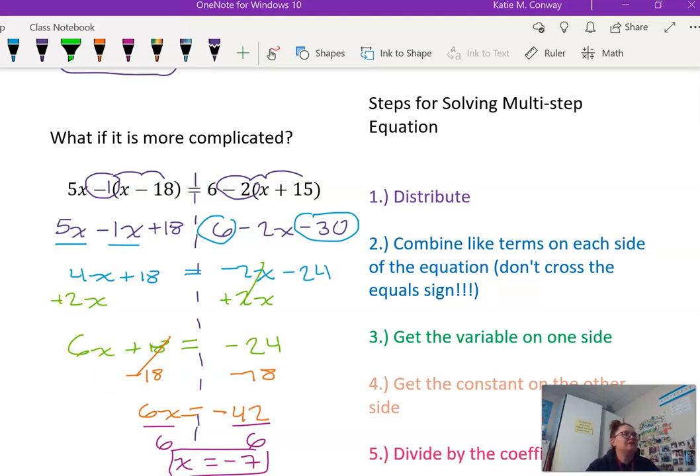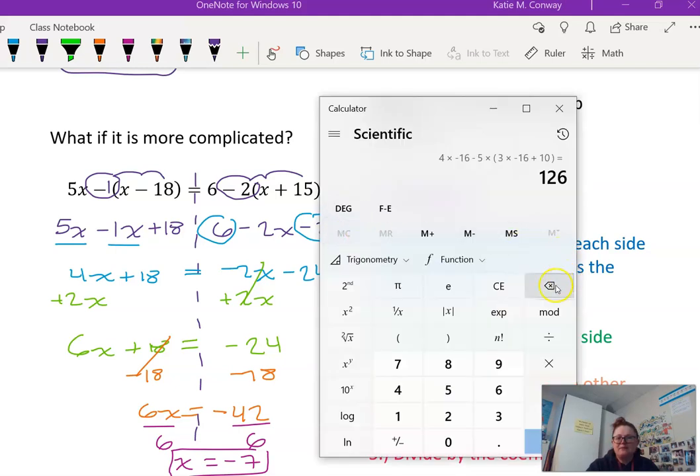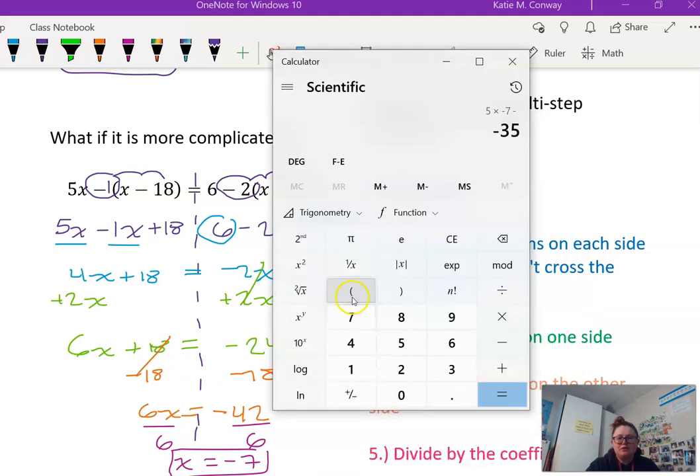And then if I did want to check that in my calculator, I would grab my calculator over here, and I would have to do each side separately. So first I would do 5 times -7 minus parentheses x, which is -7. So -7 minus 18. Close the parentheses. And that gives me -10. So I'm just going to hold on to that number in my head.